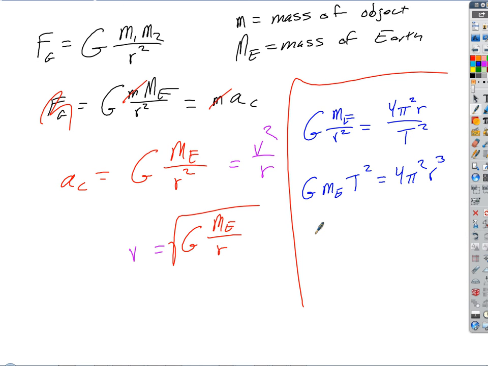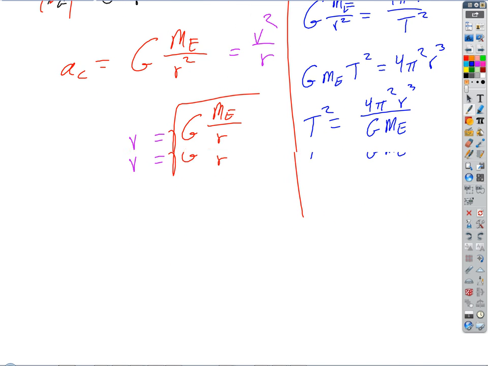So what do we get? T squared equals 4 pi squared r cubed over g m sub e. I could square root both sides and get this, right? If I really wanted to be tricky, and that's fine, that equation works.